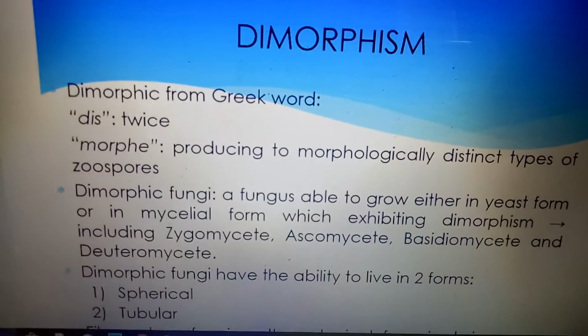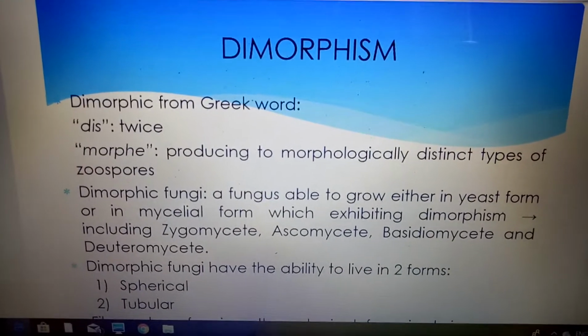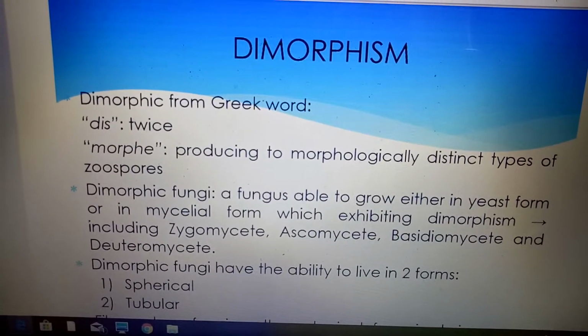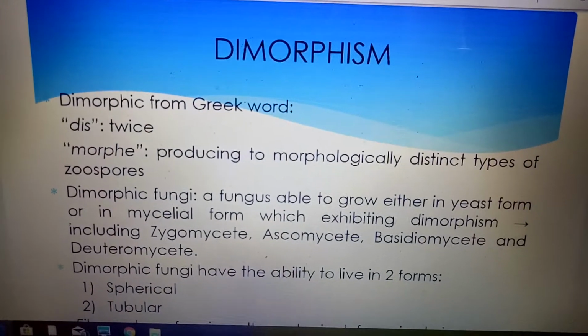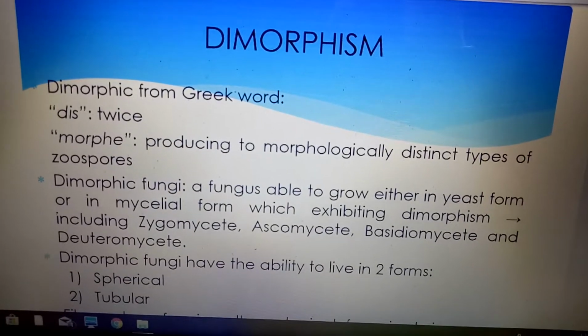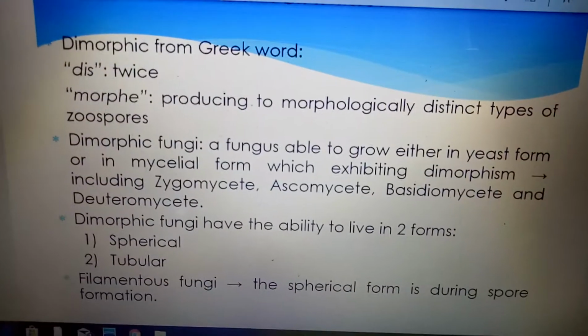Okay, what is dimorphism actually? This is an introduction to dimorphisms. From the Greek word, this means twice or two. Morphe means producing two morphologically distinct types of zoospores. And if you look here, dimorphic bacteria.